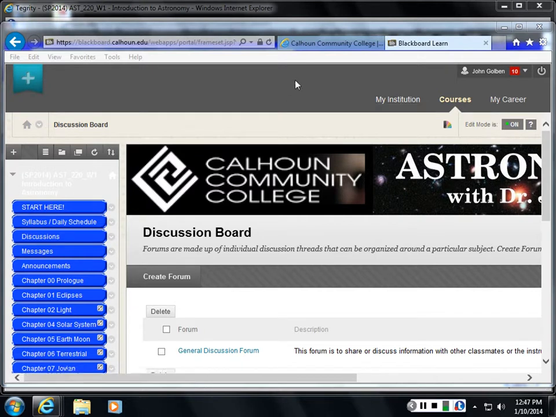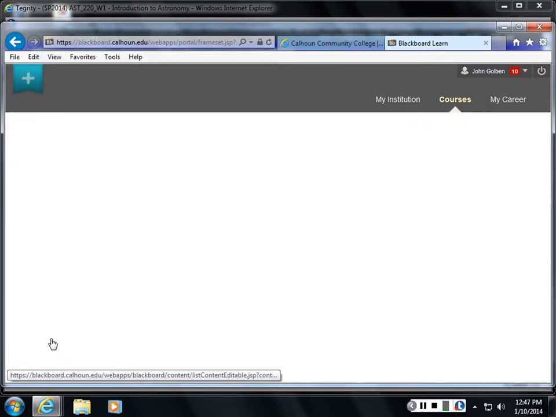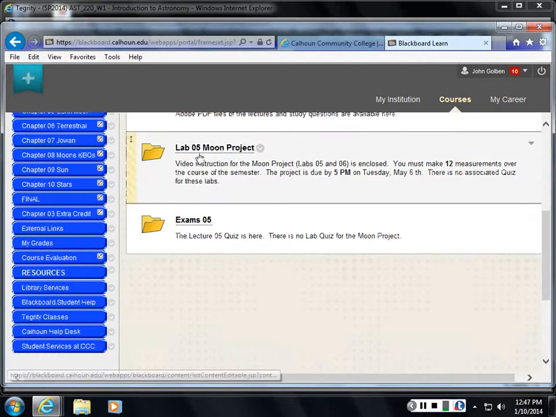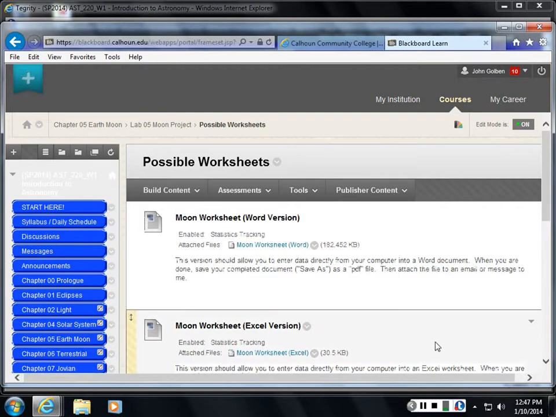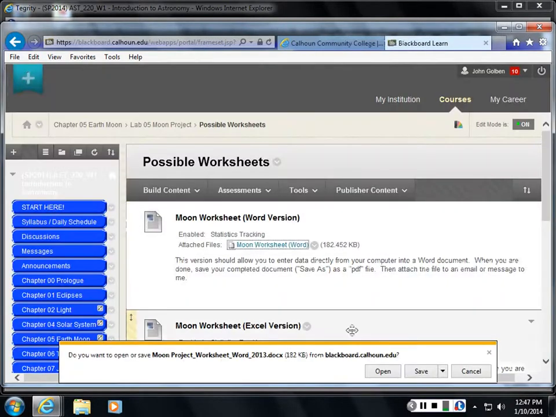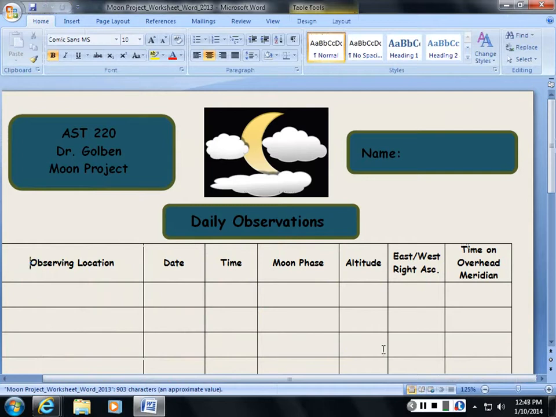To record our data, I'm going to go into the lab for Chapter 5. Click on that and go down to the Moon Lab, Moon Project. And in here where there's possible worksheets, 3 of them. There's a Word version, Excel version, and PDF Adobe file. I'm going to choose the Word version just to get started. Open that. Here's what it looks like, and I'm going to start filling out this chart.